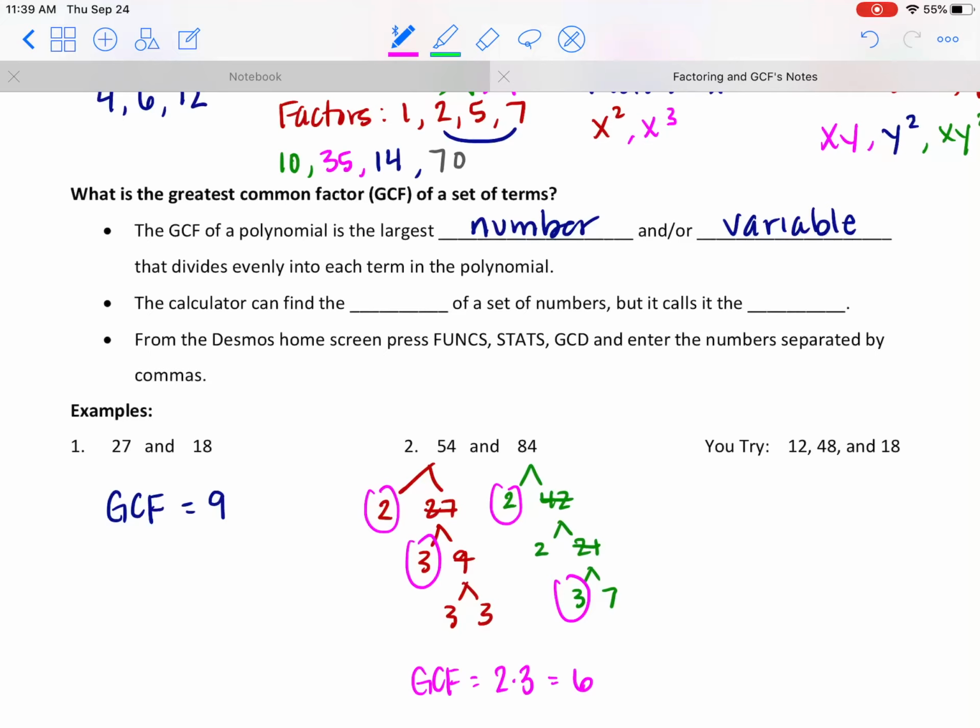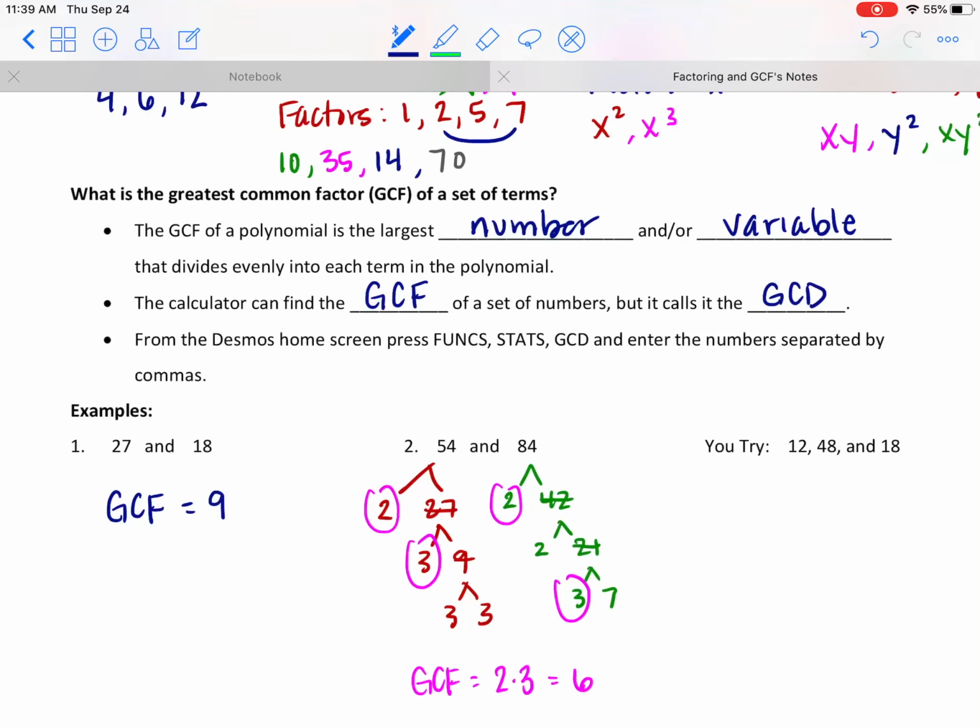Okay. Now again, this isn't really work that you're going to be doing all the time. For the most part, it's going to be like the first one here, where you're looking at 27 and 18, knowing the biggest thing that goes into them is 9. However, your calculator or Desmos, the app I've had you download, will also do this for you. But the calculator or Desmos doesn't call it a GCF. It calls it a GCD because it's the greatest common divisor. It's the same concept, right? What's the biggest number that divides into a set of numbers? Oops. Here I meant to put GCF. Calculator can do the GCF, but it calls it GCD.